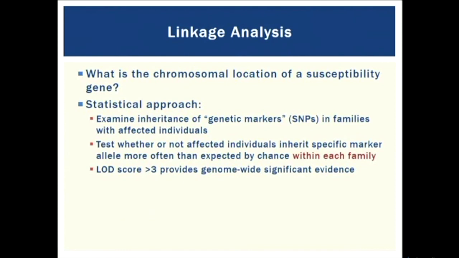And the linkage analysis is simply asking what is the chromosomal location of a susceptibility gene. So you examine the inheritance of genetic markers, which are SNPs, in families with affected individuals, and then you test within each family whether the affected individuals have inherited a particular marker allele more often than expected by chance. And you test this using the LOD score. If you get a LOD score above 3, that's significant evidence for linkage.